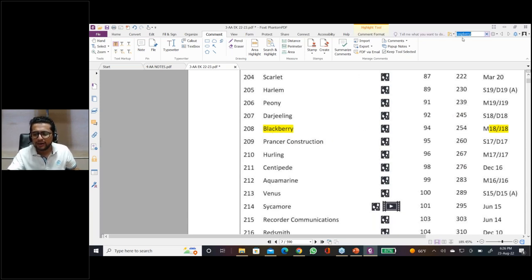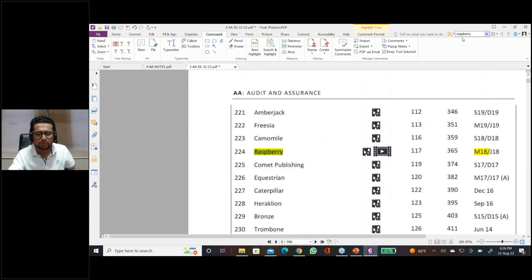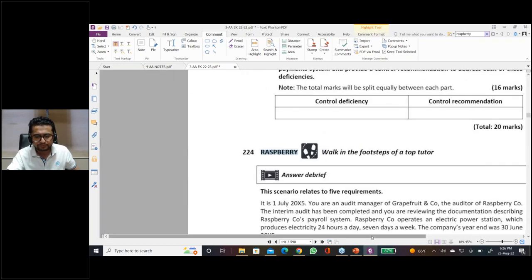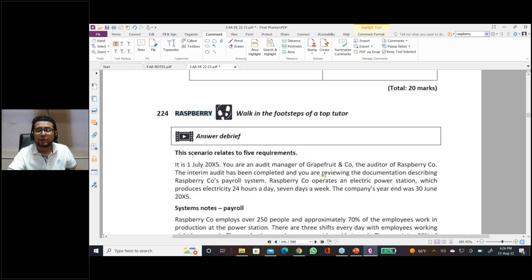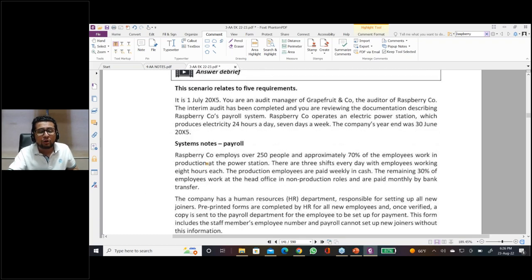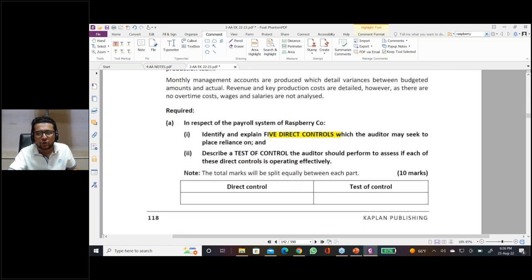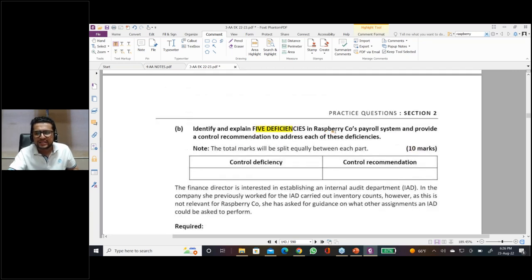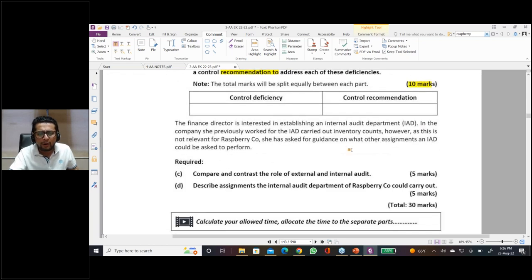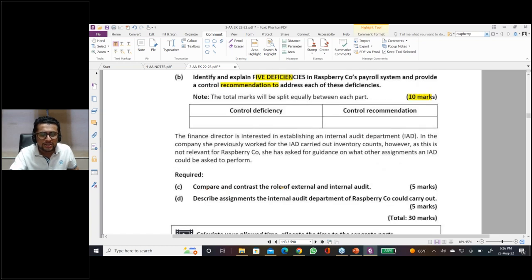Okay, what about Raspberry? Why am I referring to Raspberry? Let's check it out. Raspberry is one of the questions which I have covered during my normal classes, during the normal batch. This question is about the payroll system. What is the exam requirement? You have to identify five direct controls and obviously five tests of controls, 10 marks, part A. Part B, five deficiencies, five recommendations, 10 marks, 20 marks. That's great. What about part C? Compare and contrast the role of external and internal audit for 5 marks.